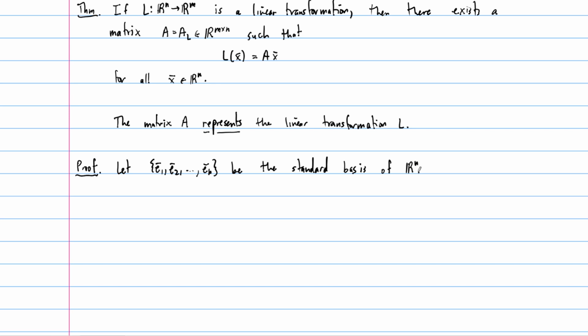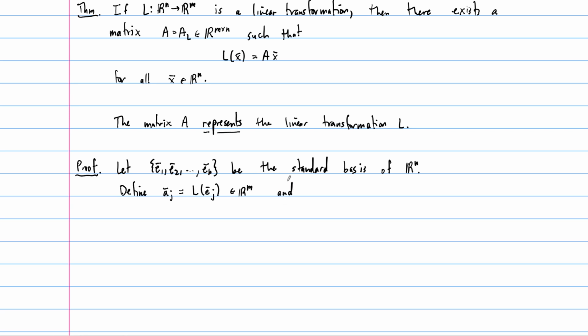And then we're going to define a couple of things here. So let's define, these are going to be the columns of the matrix A. They'll end up being the columns of the matrix A, but define Aj to just be L applied to Ej. So we apply L to the basis vectors, and that'll give us n new vectors that live in Rm, right? So these Aj's live in Rm. So this is a vector in Rm. All right, and these are going to be the columns of our matrix.